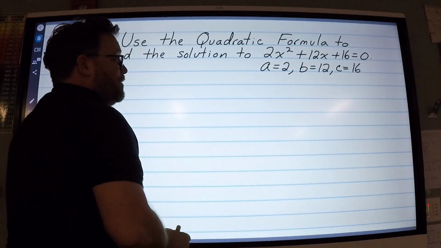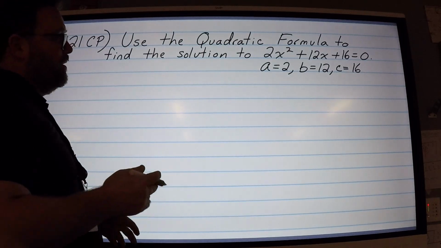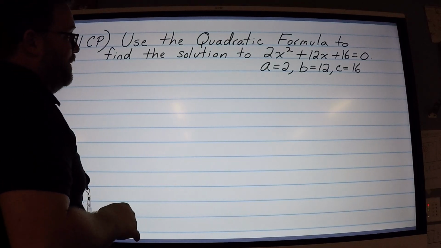Now it's important when we do this that one side is equal to 0. If one side is not equal to 0, we can't identify a, b, and c yet.